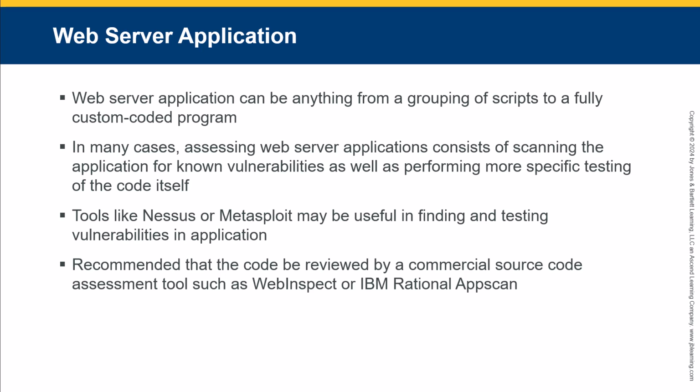Tools like Nessus or Metasploit may be useful in finding and testing vulnerabilities in web apps. There are a lot of built-in tools for both Nessus and Metasploit, so finding holes is what they're known for. It's recommended that code be reviewed by a commercial source code assessment tool, such as WebInspect or IBM Rational AppScan. Again, this is dependent on how far you want to go. Most organizations are not going this far.